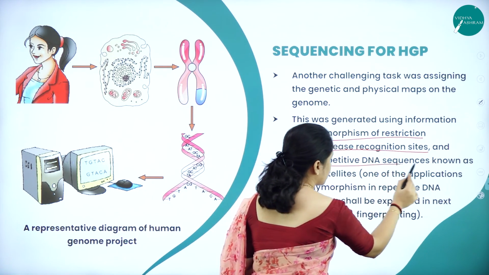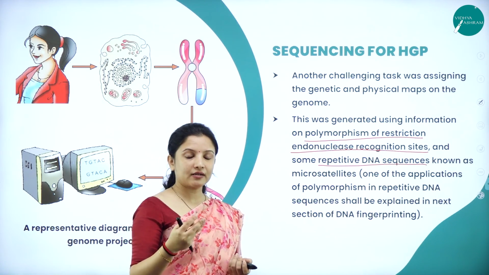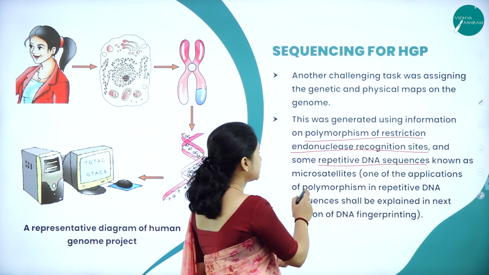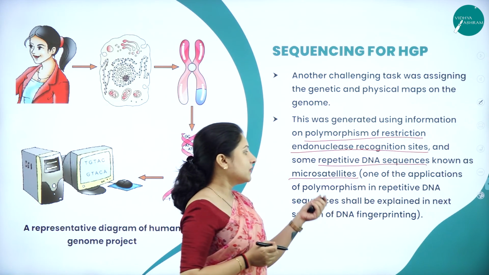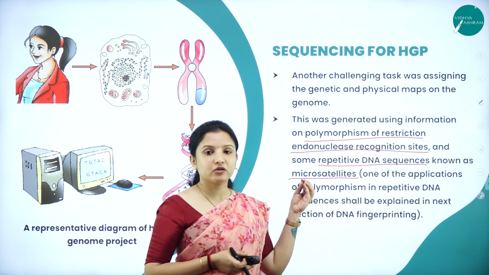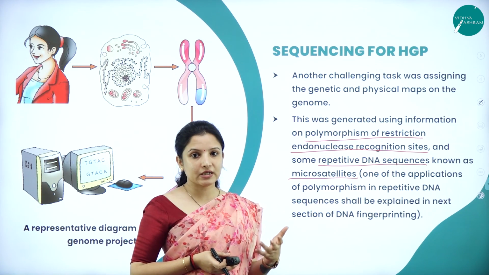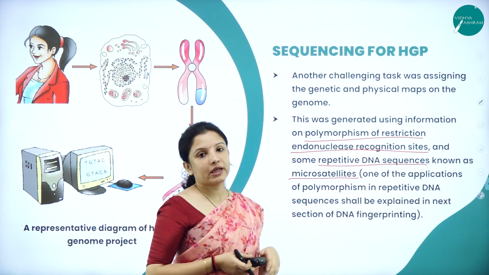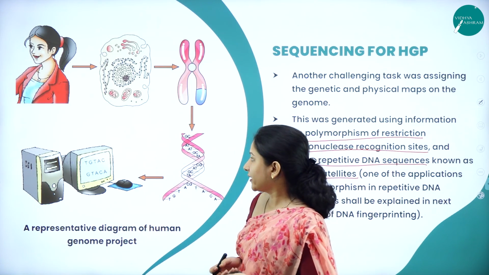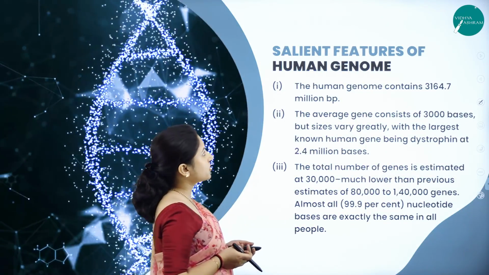Why was it difficult? Because some of the DNA sequences get repeated, so it was very much difficult. These repetitive DNA sequences are known as microsatellites, which are very important in DNA fingerprinting. Because DNA is unique in each human being, it can be used for DNA fingerprinting. That is the repetitive sequences, which are called microsatellites.